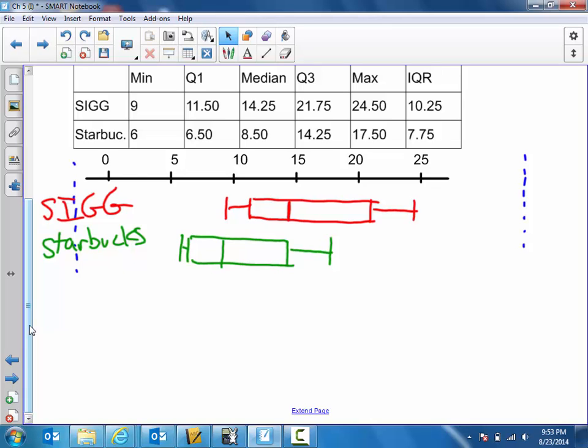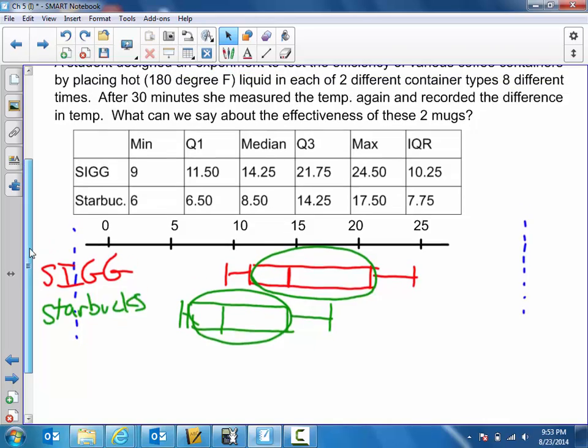So we've done shape, center. The center of the data for the SIG cups, or Starbucks cups, the median's at 8.50, and it looks like the middle 50% of the data for these Starbucks cups is lower than it is for the SIG cups. So it certainly looks like the Starbucks cups tend to outperform the SIG cups in terms of keeping the coffee hot, right?